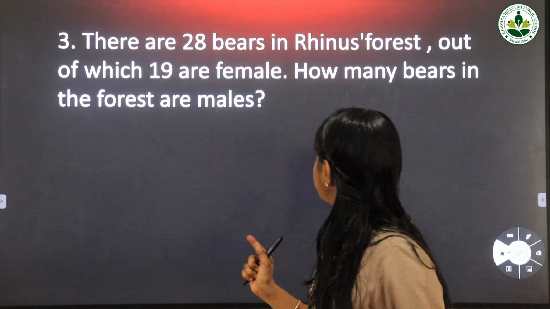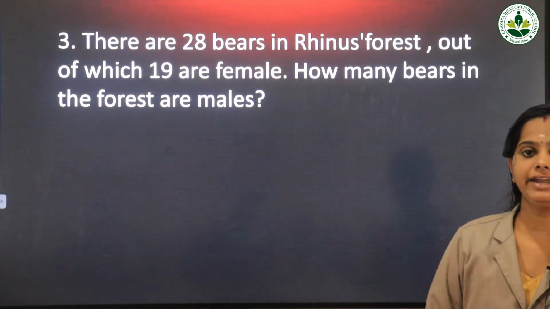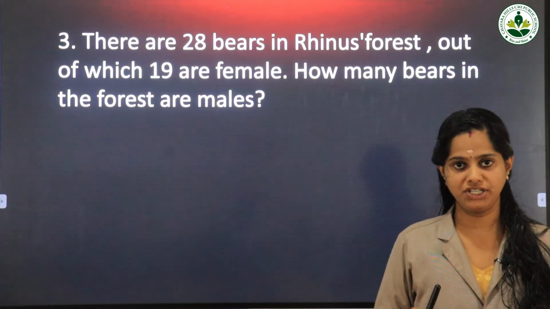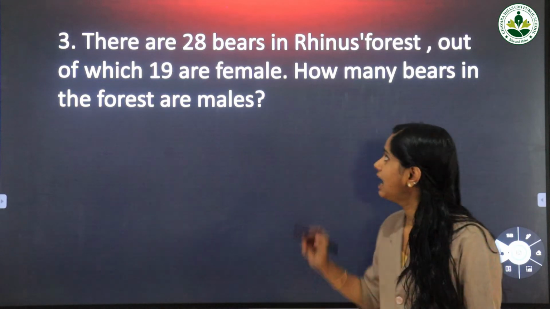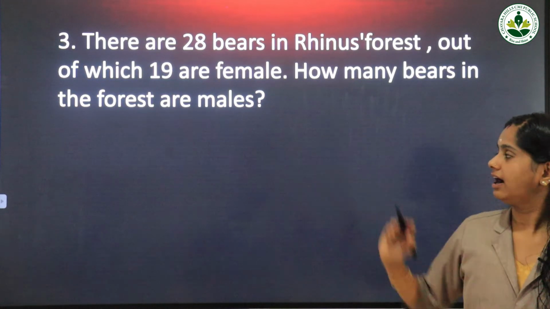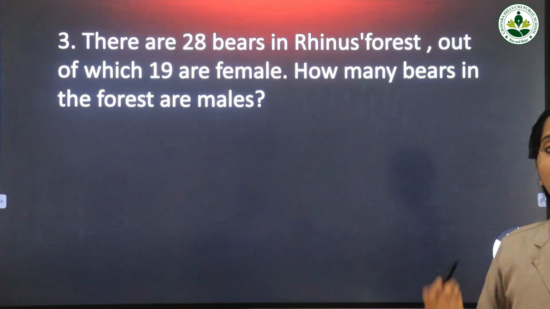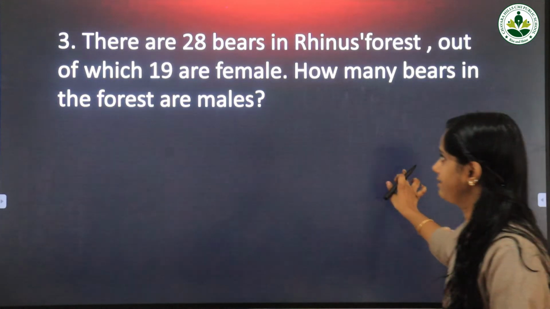We have to find the number of male bears. Look here, the total number of bears is 28, out of which 19 are female. We have to find the number of male bears.